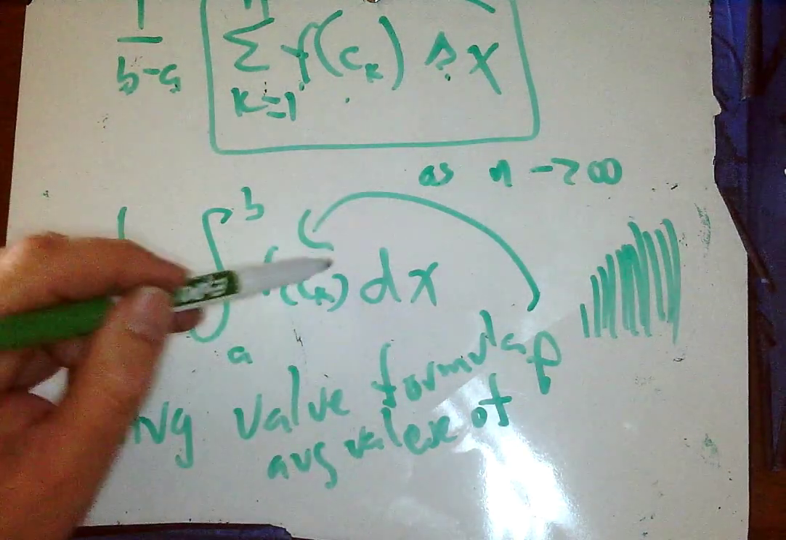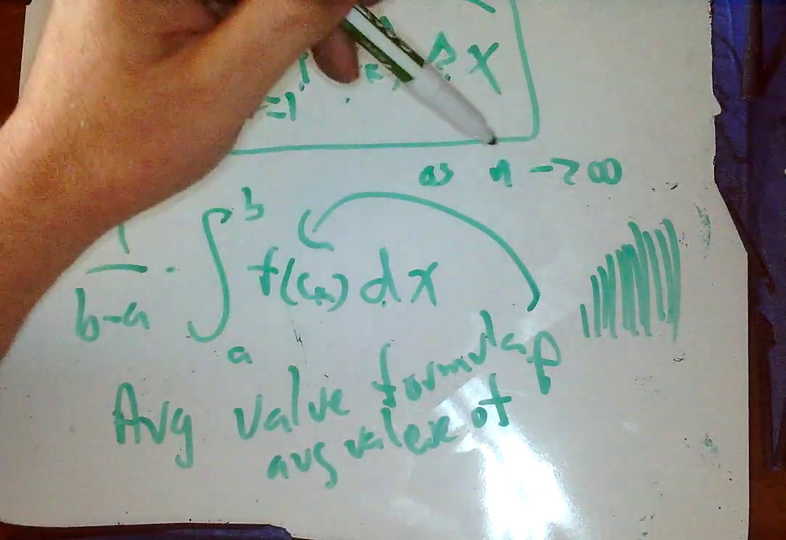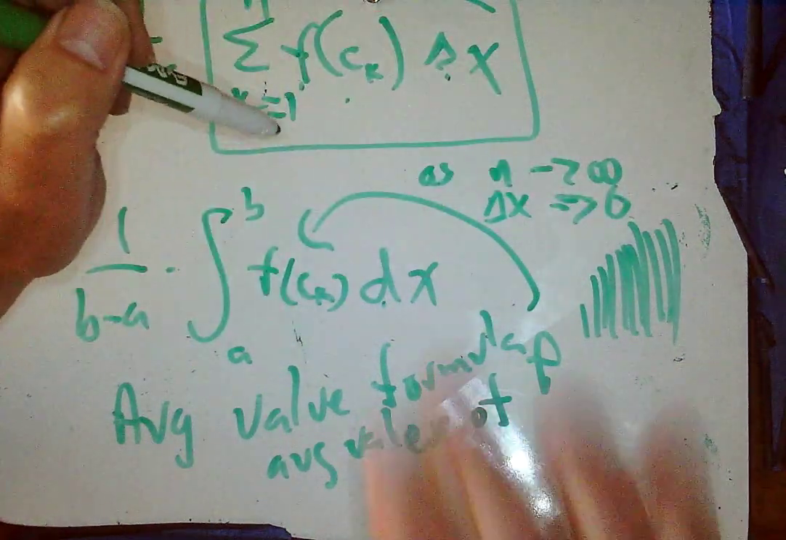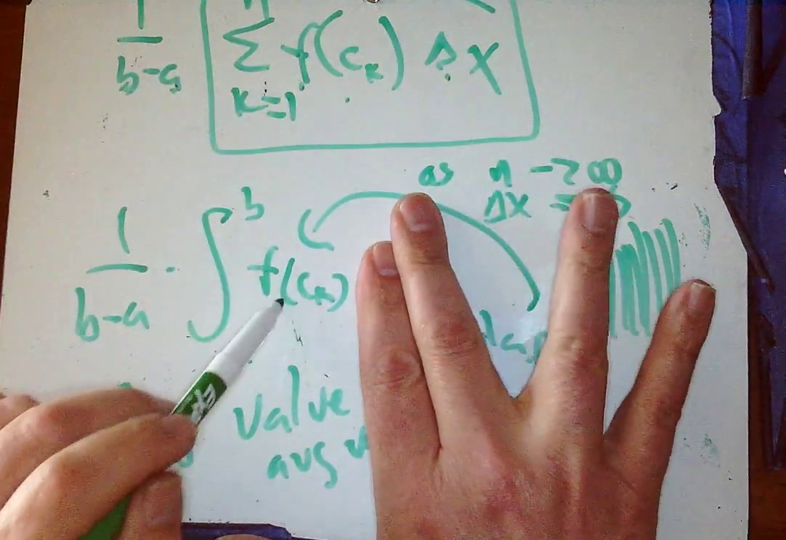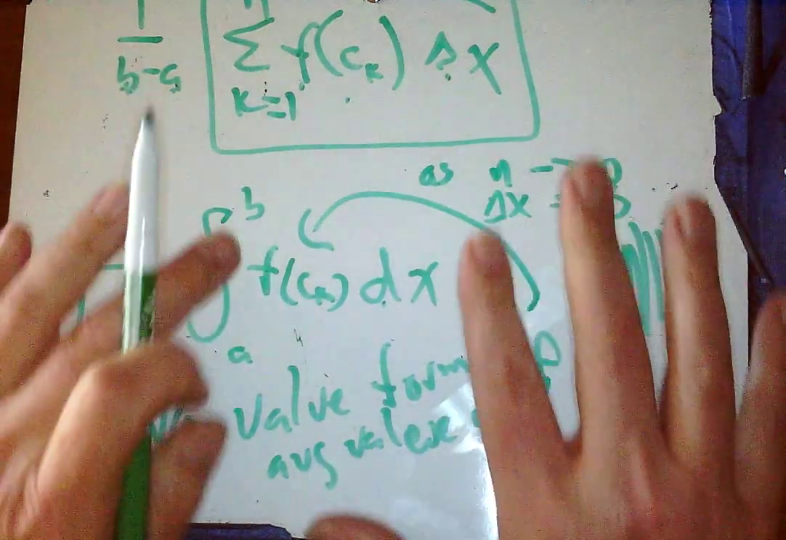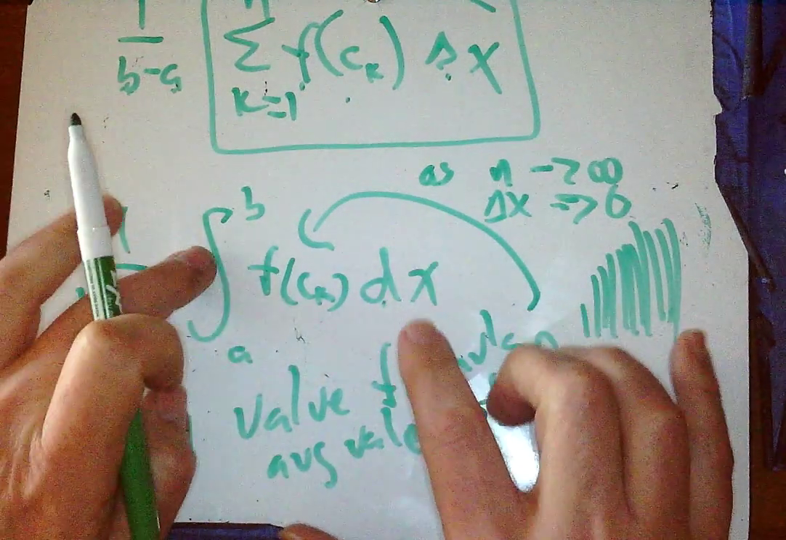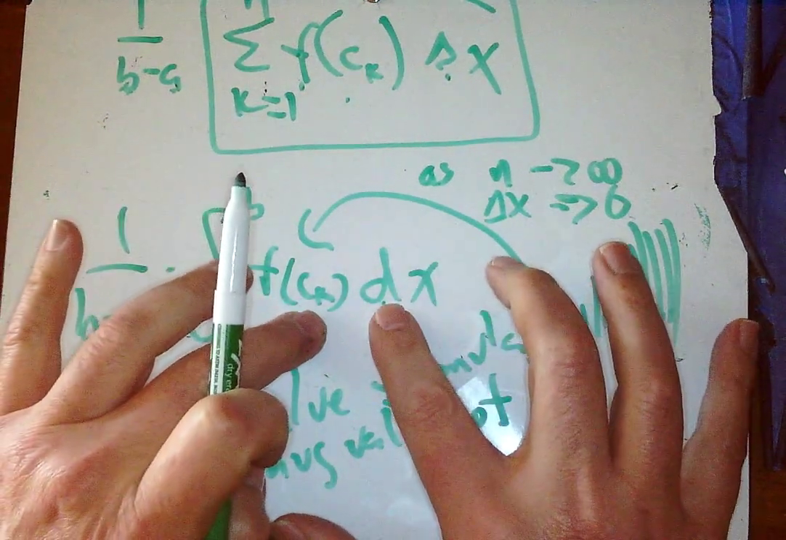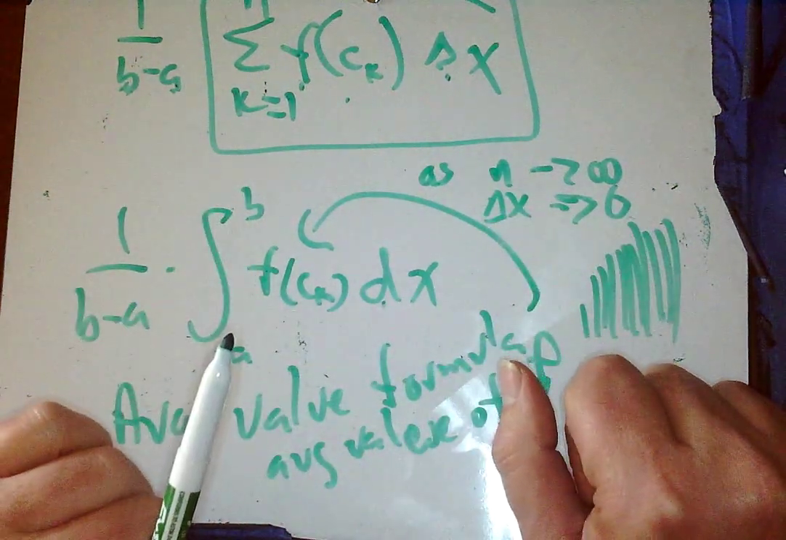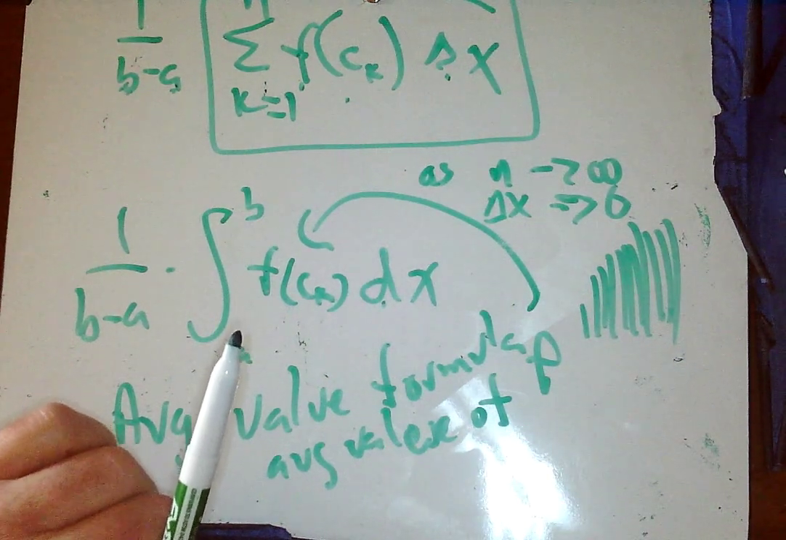I add up all those heights. I'm not worried about delta x because if n is heading to infinity, then delta x is heading to 0. So I don't have to worry about that. I can just think about this as adding up all these heights. You're certainly welcome to think about this as a length times a width and that you're adding up all those rectangles, as long as you're aware that the width of each rectangle is heading to 0. And so really, in essence, you're just adding up a bunch of line lengths there.